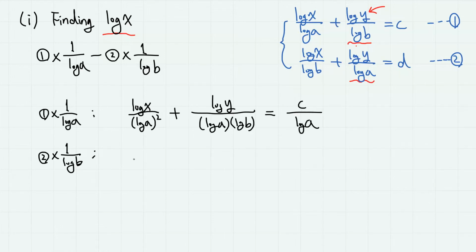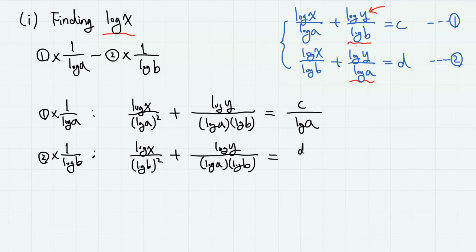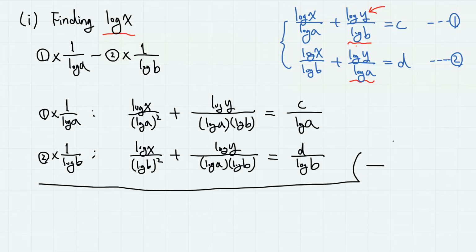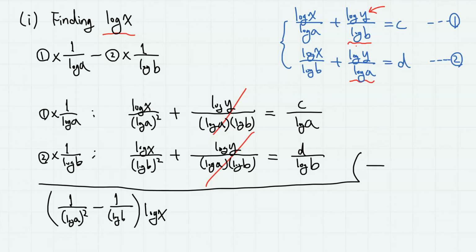And if you multiply equation 2 with 1 over log b, we obtain log x over log b squared plus log y over log a log b equals d over log b. So if we do the subtraction, you can see that log y is eliminated. And for the coefficient of log x, we have 1 over log a squared minus 1 over log b squared equals c over log a minus d over log b.